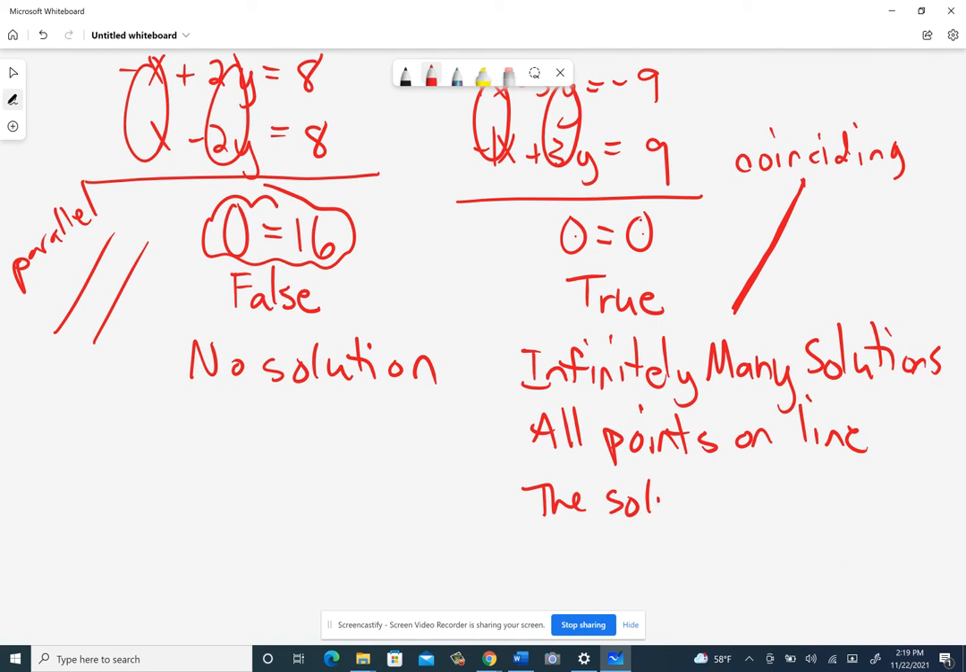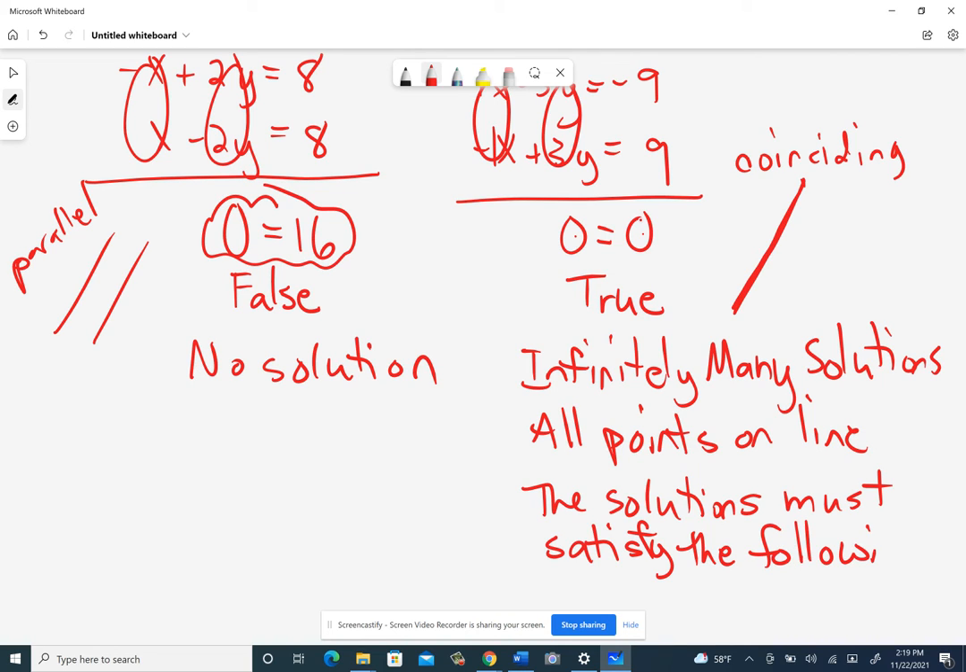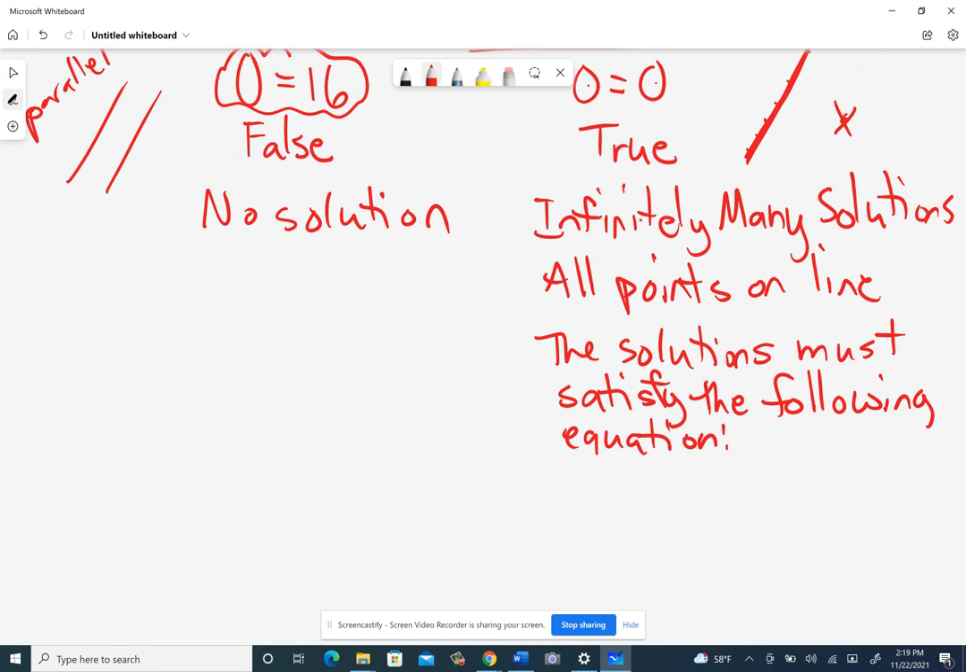The solutions must satisfy the following equation. So they're saying that not all ordered pairs anywhere would work. This one does not. The only ordered pairs that work are the ones that are on that line. So the ordered pairs must satisfy a certain equation. Okay, what I think is the hardest part of this one is they want the equation, they have y equals, and then you're supposed to put your answer there.